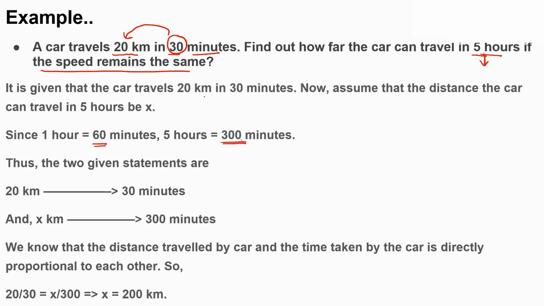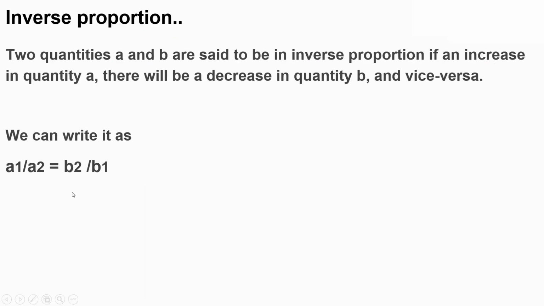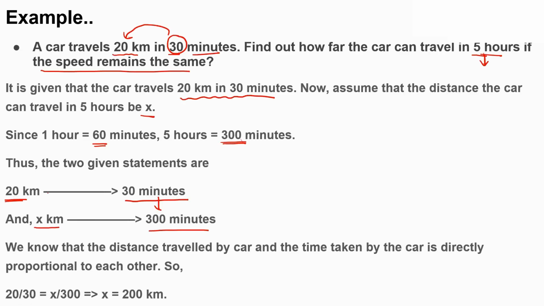Fine. So the car is traveling 20 kilometers in 30 minutes. Let's assume that the car is traveling for 5 hours. The distance traveled by the car is X kilometers. Now for 20 kilometers, the car is taking 30 minutes, and for 300 minutes, the car is traveling X kilometers. So obviously, if my time is increasing, the distance traveled should be more. So it means that's in direct proportion. The distance traveled by a car and time taken by a car are directly proportional to each other.